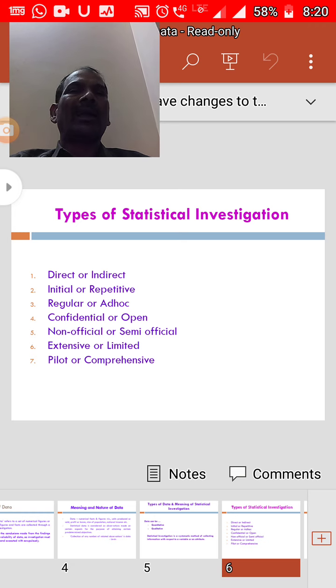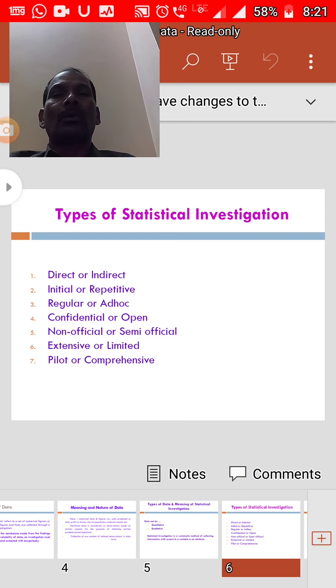Next, regular or ad hoc. Regular investigation is carried out regularly on a continuous basis. It is conducted at regular intervals of time, that may be quarterly or yearly. Sometimes they may plan it once in 3 or 5 years. An ad hoc investigation is conducted at a particular time period, aiming at a particular objective and specific purpose. They are meant to reach specific purposes. They are called ad hoc statistical investigation.